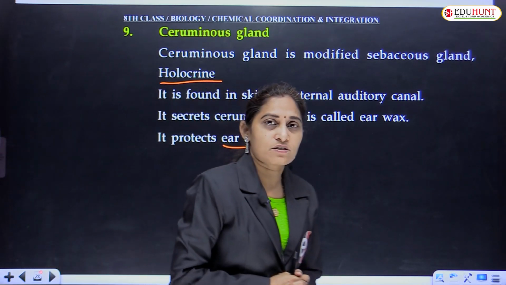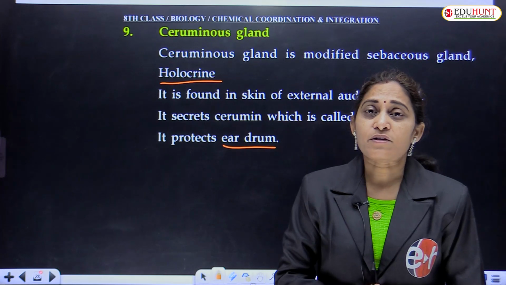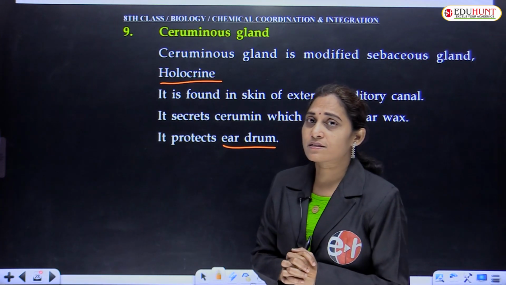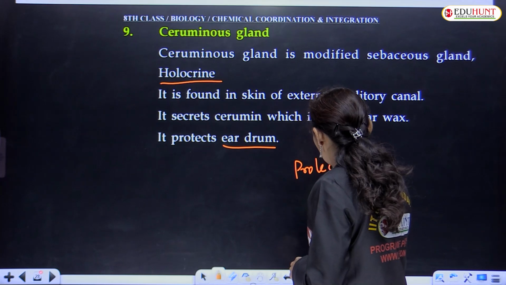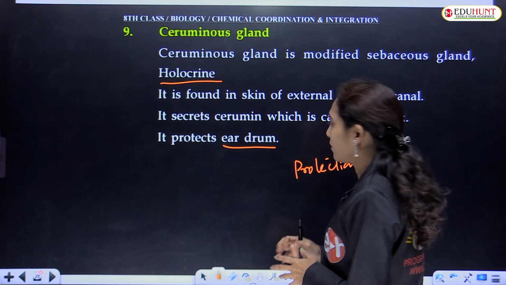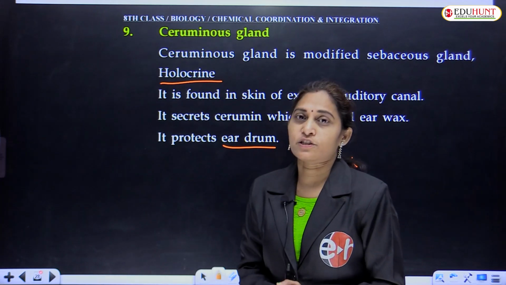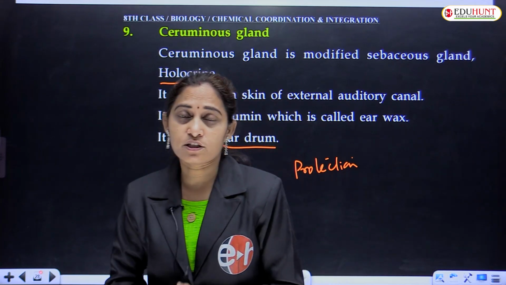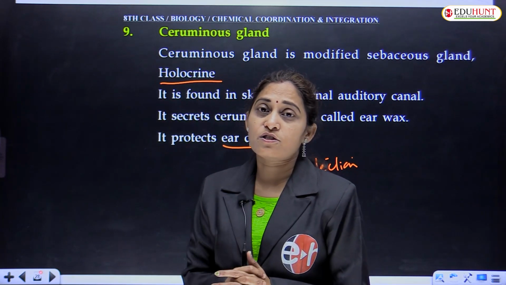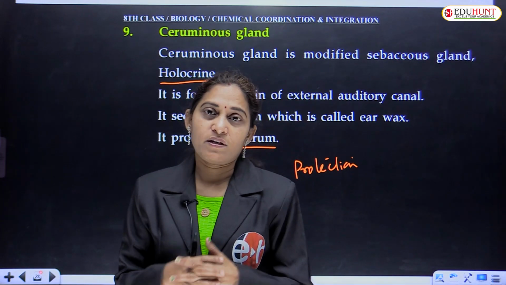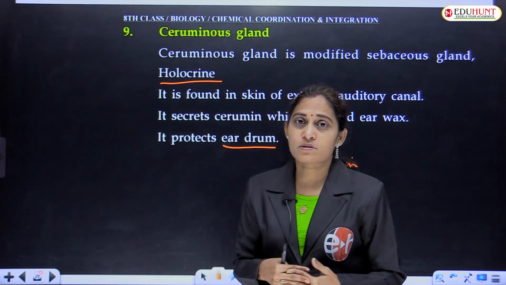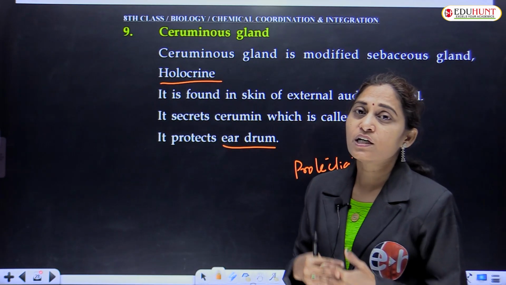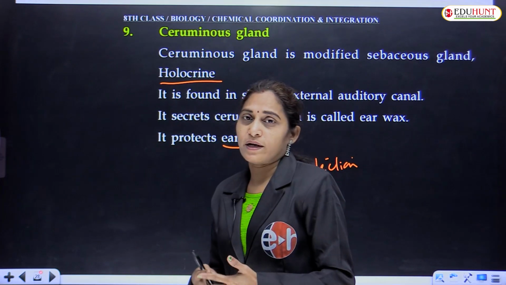The primary function of all these secretions is protection. First one is protection. Thermoregulation is done by the secretions of sweat glands. Even excretion: excess salts and toxins are eliminated from the body through sweat.